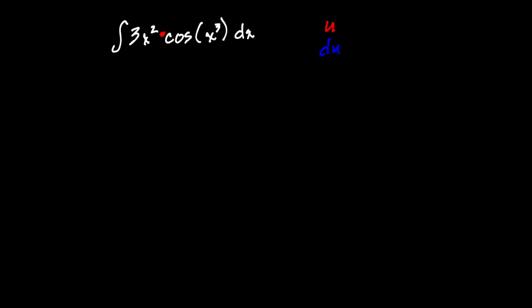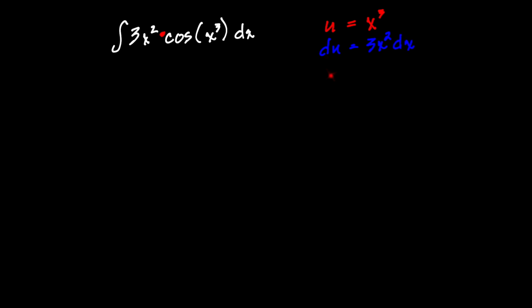So we need to pick a u so that when we get a du, it becomes a piece of this puzzle here. So usually, if I have an x cubed, the derivative of x cubed happens to be 3x squared. So I would start with x cubed as being my u. So let's go and make that a u. So that would make du be 3x squared dx.